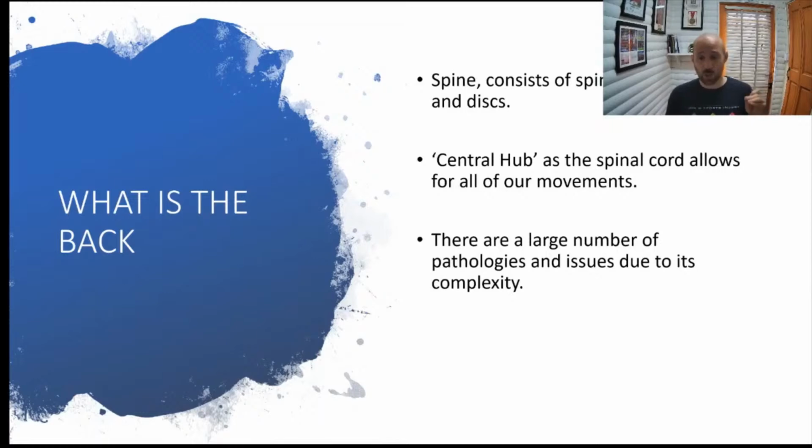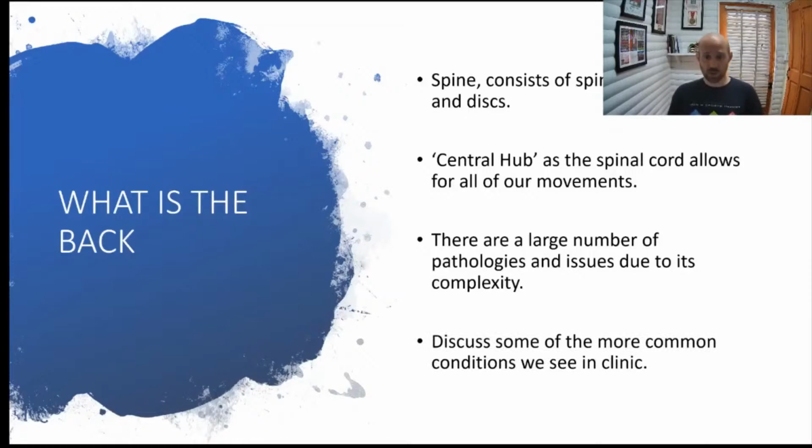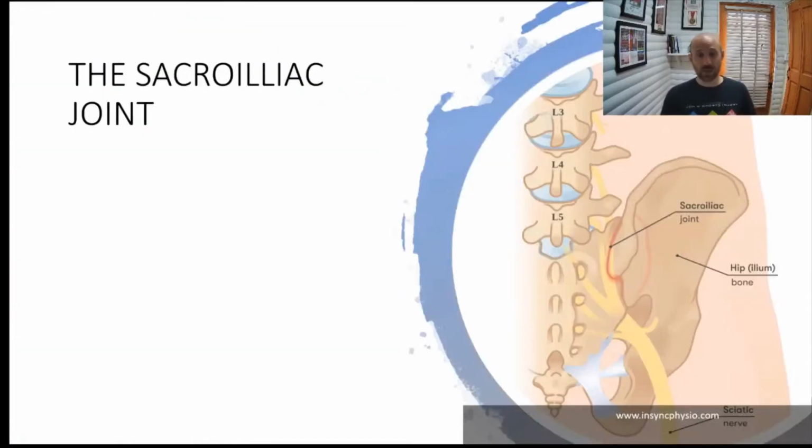But essentially what we want to understand about the back is that we have our spinal cord that is protected by vertebrae, the bones that make up little joints that protect the spinal cord, and in between each of those vertebrae we have what we call our discs, which we're going to come on and talk about later. So we're going to discuss some of the common conditions we see.